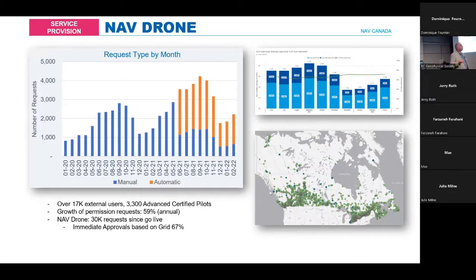Just a final point on this chart, these little green dots are actually places where missions are also planned in Class G. So you don't have to be in controlled airspace to use it. You can use it anywhere. And again, it makes sure that you understand the airspace and what's going on there.